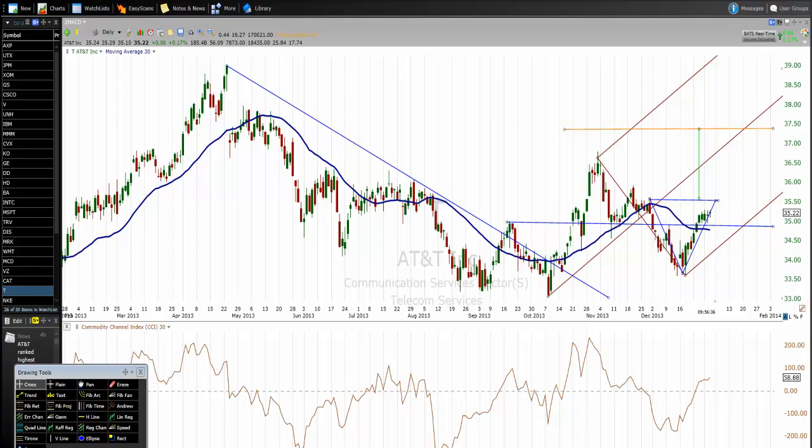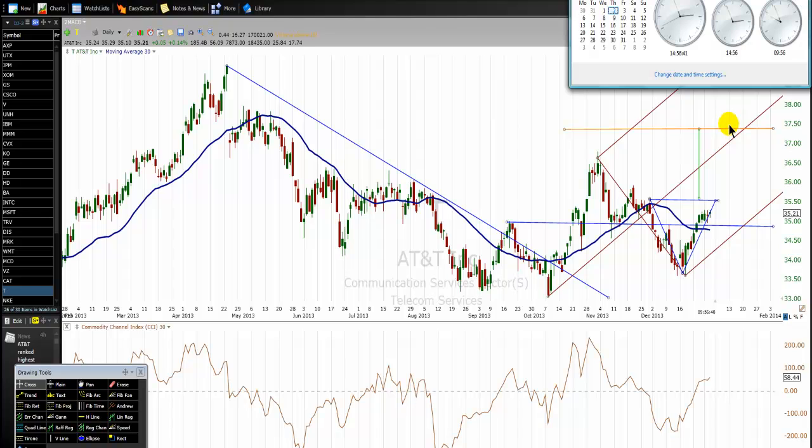Today is the 2nd of January 2014, and the time in London is 14:56 p.m., in New York 9:56 a.m. A happy new year to you all. The market is now open and the new year has begun.